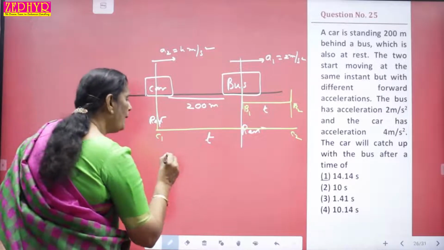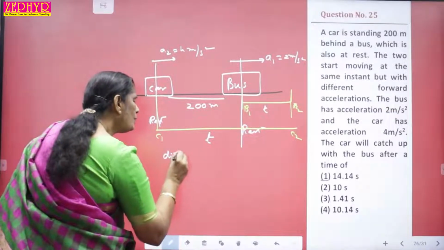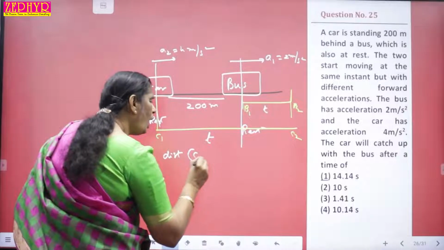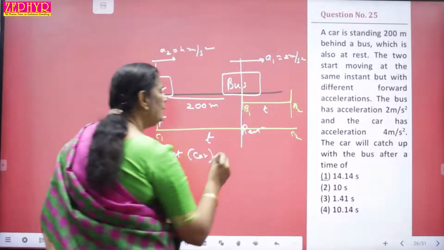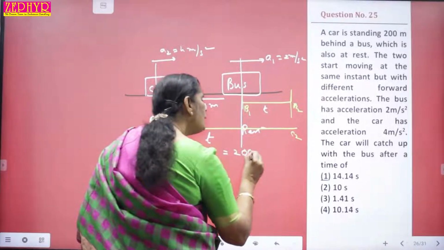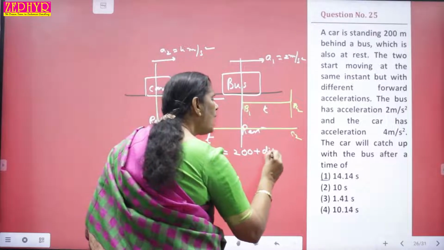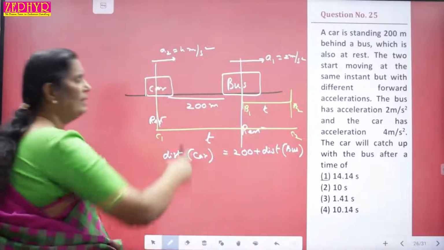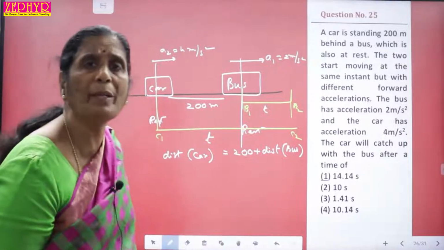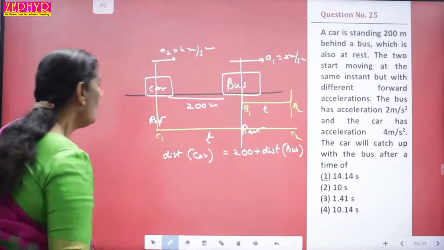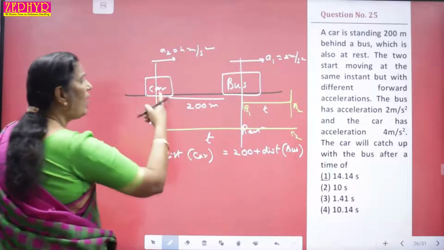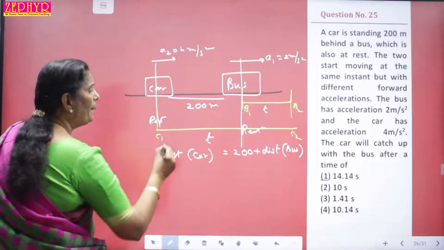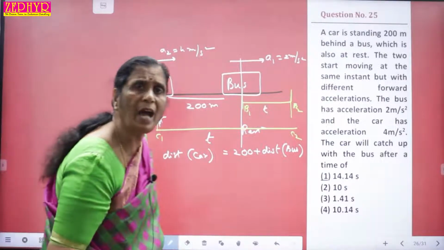So we can say that the distance traveled by the car in t seconds is equal to 200 plus the distance traveled by the bus in the same interval of time. Correct. See the figure, you can understand: 200 plus B1 B2 is equal to C1 C2. What is the distance traveled by the car? The car is starting from rest. So S is equal to ut plus half at square.